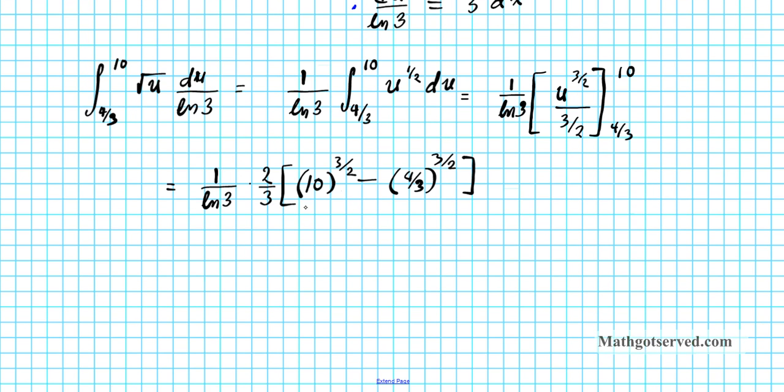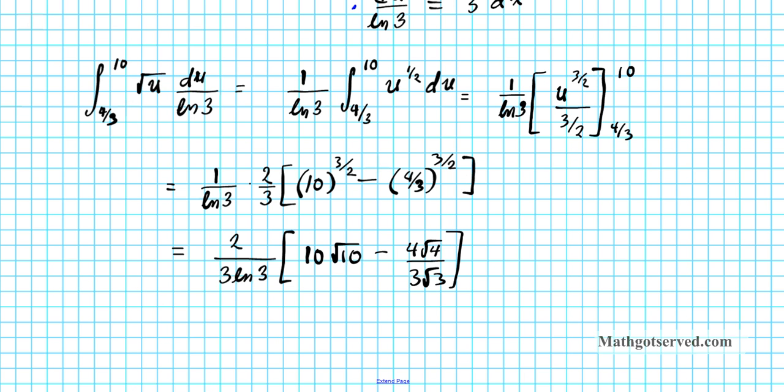So let's do some cosmetics and make it look pretty. So this is going to become 2 over 3 times the natural logarithm of 3. And then in here we have 10 to the 3/2, which is the same thing as 10 root 10, okay? Minus the same story here, the numerator to the 3/2 will be 4 root 4, and then the denominator to the 3/2 will be 3 root 3. Okay, hopefully this makes sense.